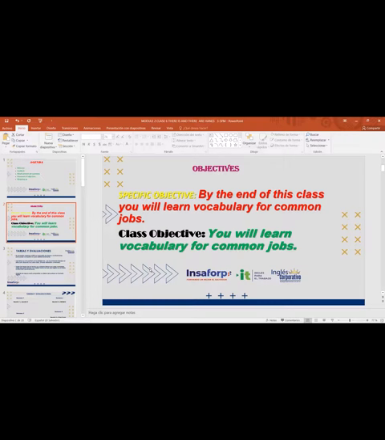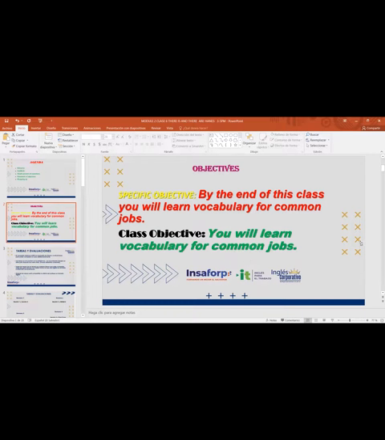By the end of this class, you will learn vocabulary for common jobs. Class objective: you will learn vocabulary for common jobs.